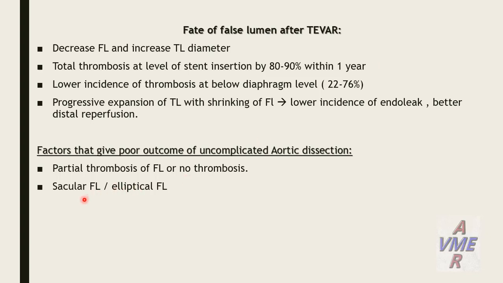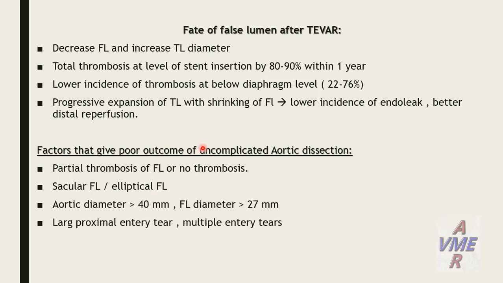When we have a saccular false lumen or elliptical false lumen, it carries a poor outcome. When you have aortic diameter more than 4 cm or false lumen diameter more than 2.7 cm, it has a poor outcome. When you have a large proximal entry tear or multiple tears, it carries a poor outcome. And finally, connective tissue disease.